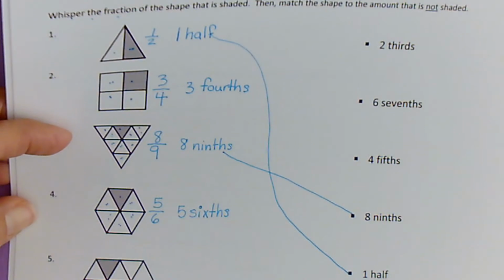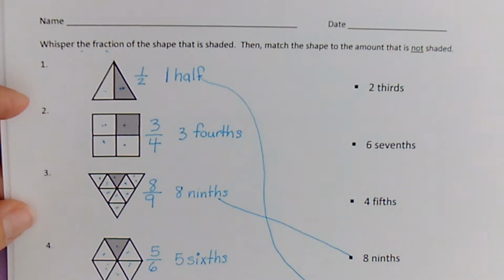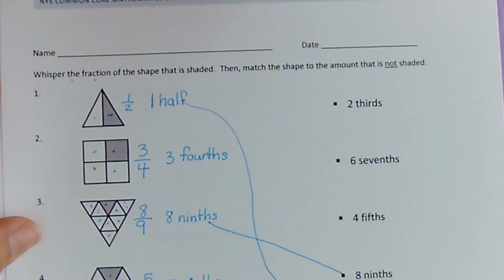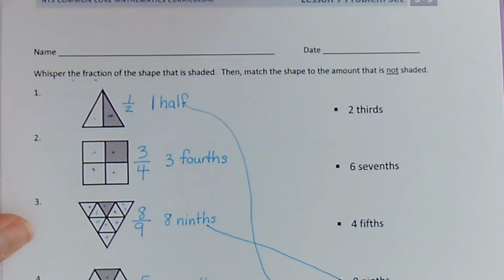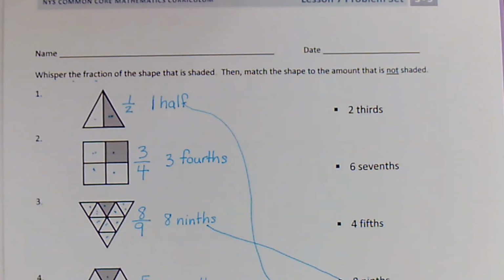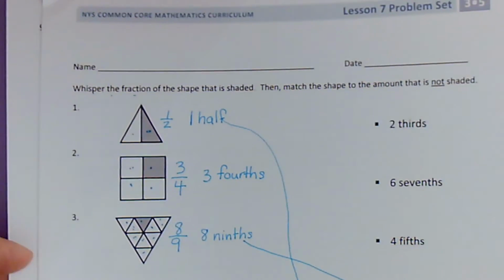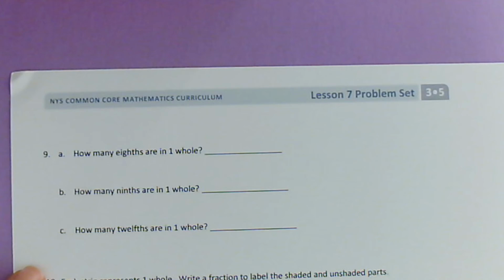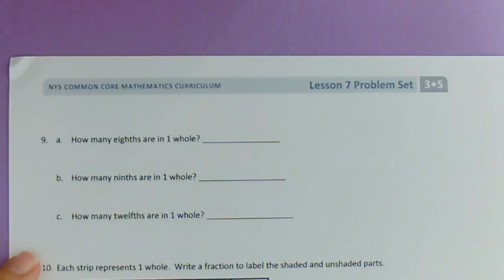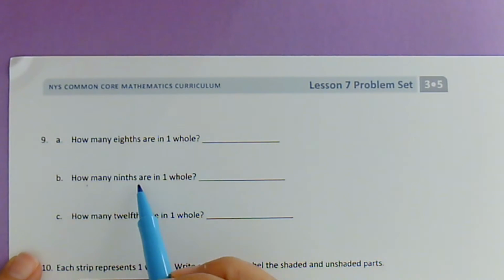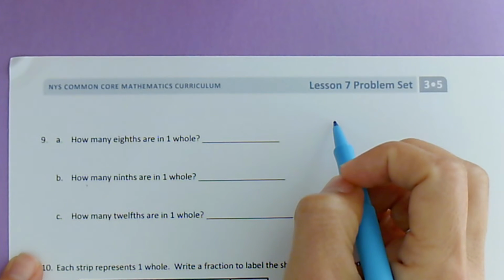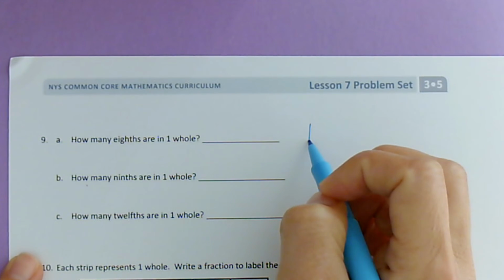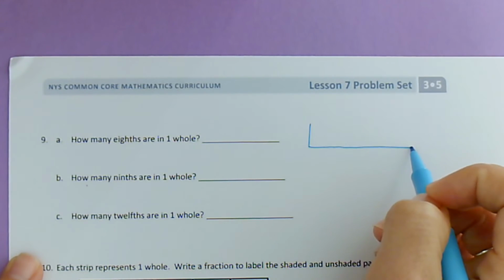Okay, so that's what you're going to do on the first part of this lesson: you're going to match the shape to the amount that is not shaded. Okay, for the next part, on the next side, you're going to have some questions here. And then it says, how many 8ths are in a whole? How many 9ths are in a whole? And how many 12ths are in a whole? Okay, so what they're saying is if I have a whole piece of something, let's say I'm going to make a tape diagram. And there's my whole thing.